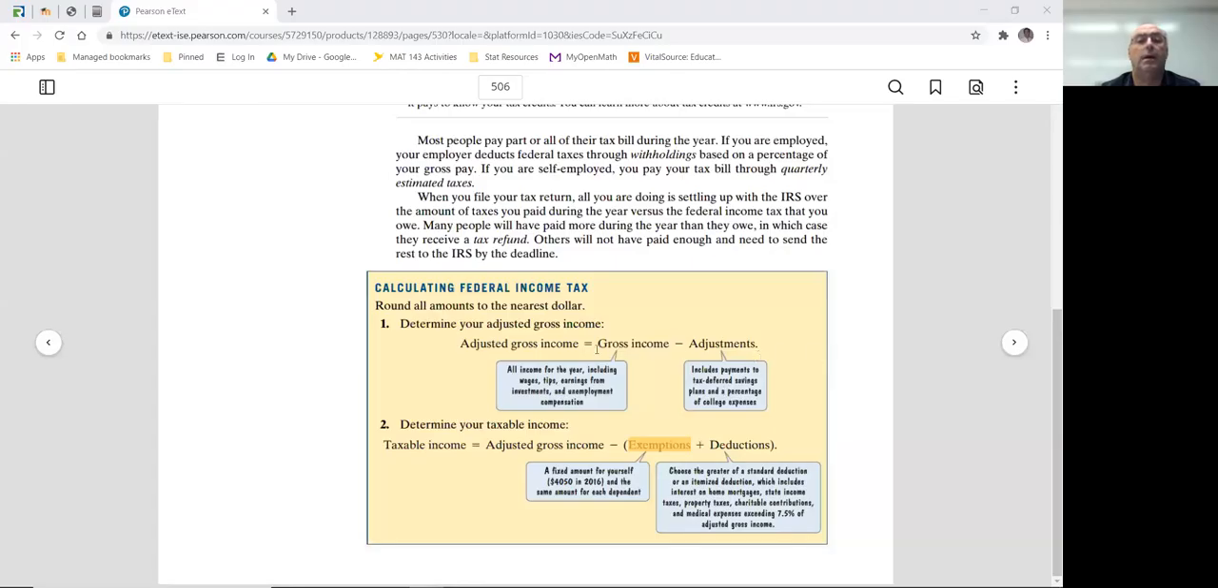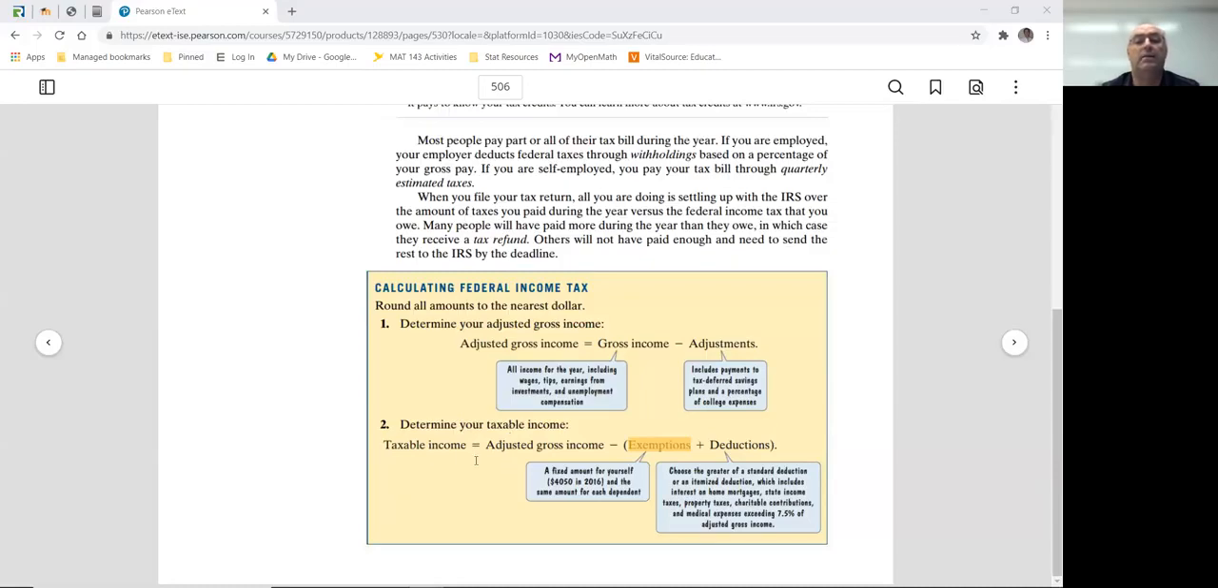When we're calculating the income tax, the first thing we need to do is to determine the adjusted gross income, which is done exactly as it is in the textbook. Gross income minus adjustments. Then we're going to calculate the taxable income. And this is the first difference that you'll see in calculations that you'll do in this class versus what's done in the textbook.